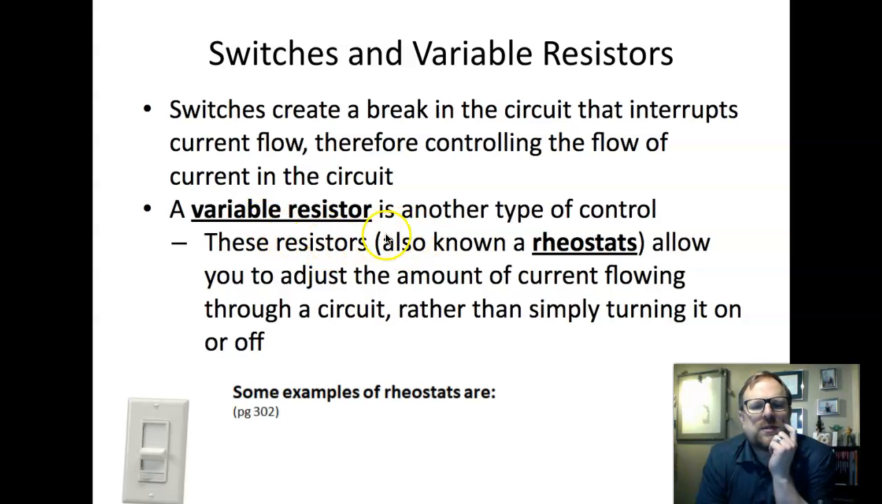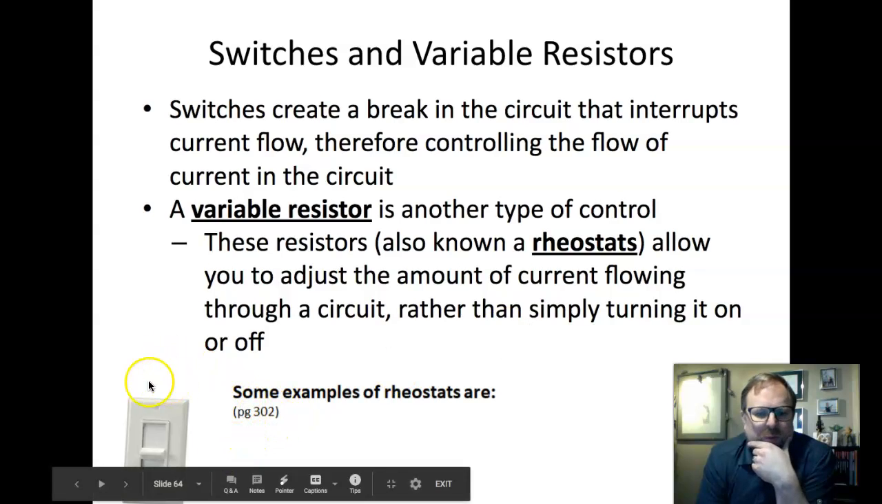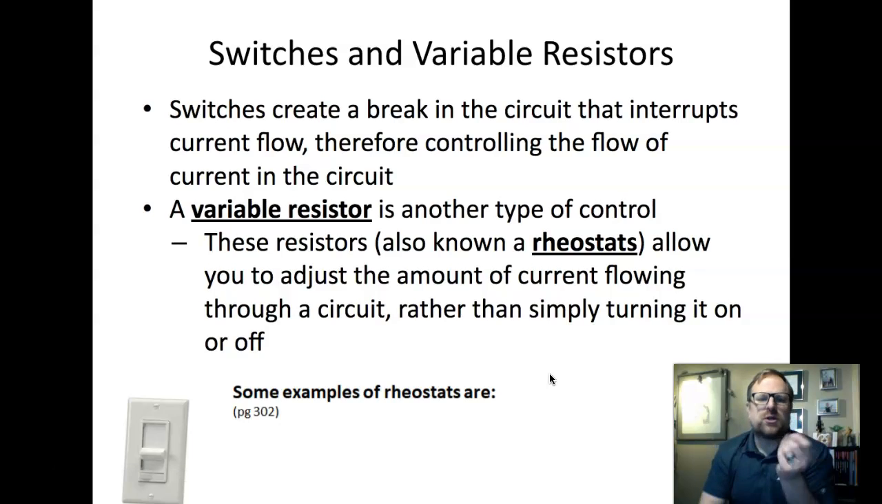And variable resistors are more than just on and off. These resistors, also known as rheostats, allow you to adjust the amount of current flowing through the circuit rather than simply turning it on and off. And I think the one that works with me the best is if you've ever seen a dimmer light switch, a light switch that allows you to control how bright the light is, right?